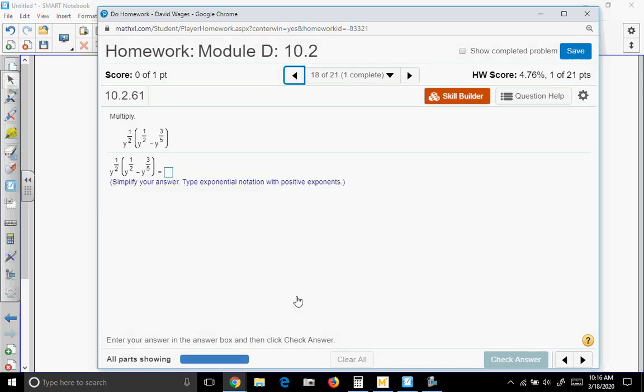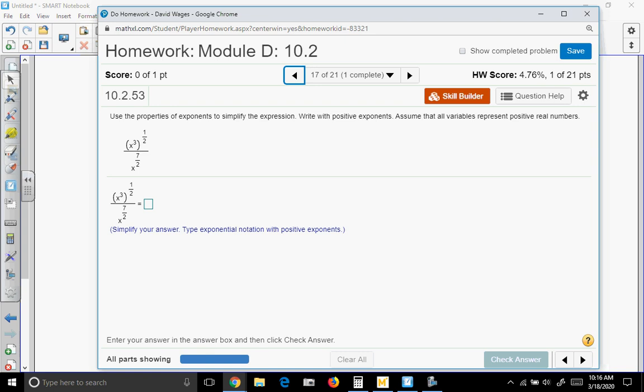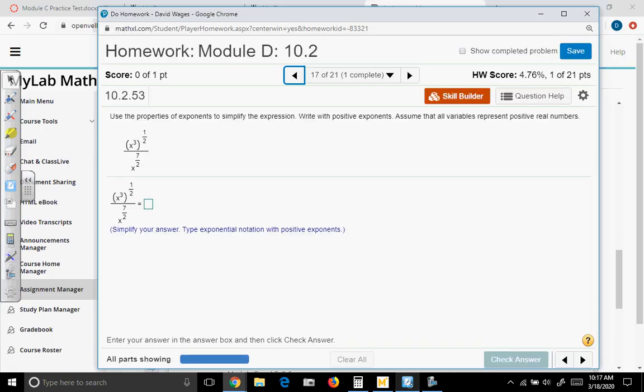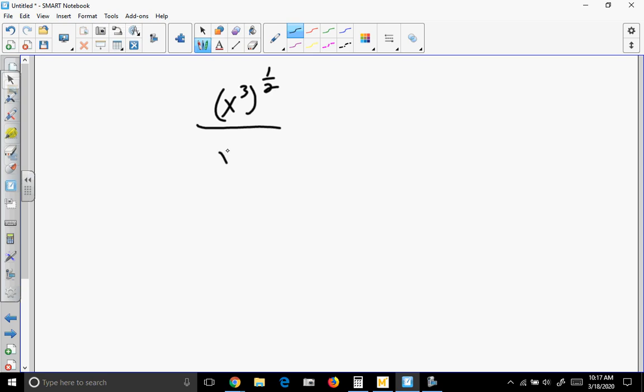Let's see. Let's do this one. Let's write it. So that's x cubed to the 1/2 over x to the 7/2.